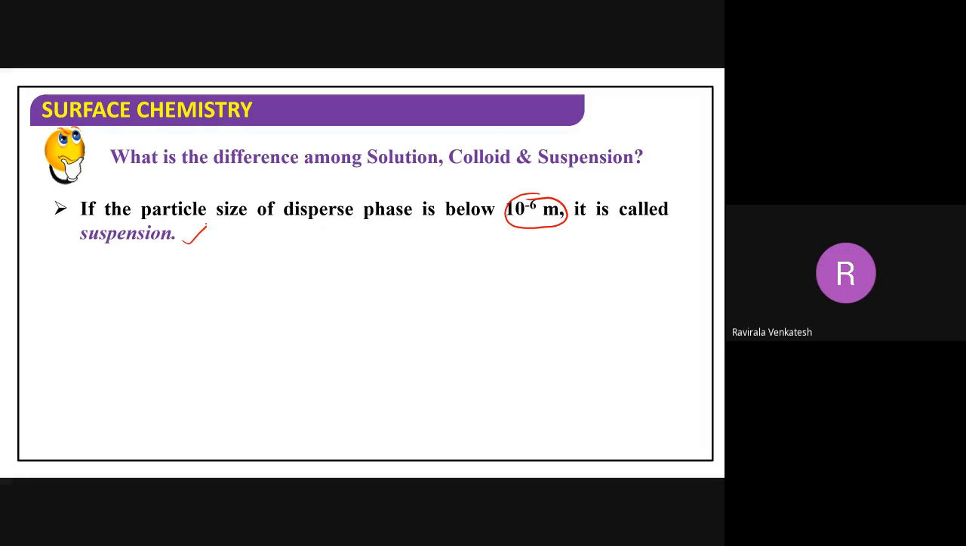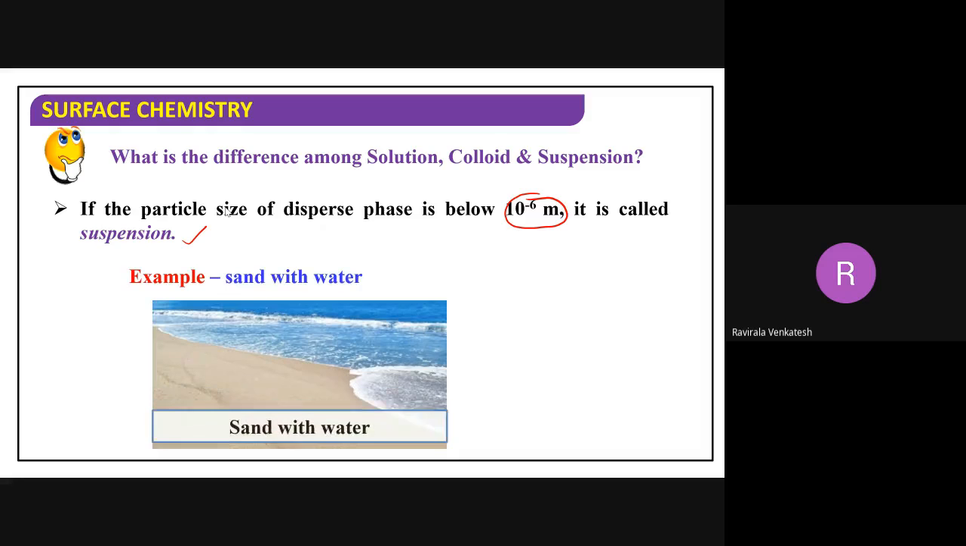Then they are called what? Suspensions. In this, the size of the dispersion phase, the size of the colloidal particle, is what? More than 10 to the power of minus 6. Then they come under suspensions. So we can classify true solution, colloidal solution, and suspension based upon the size of the dispersion phase.